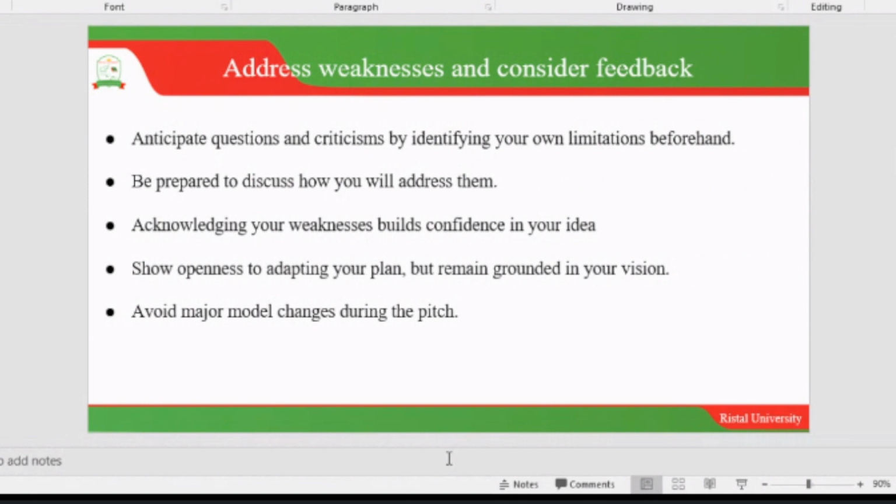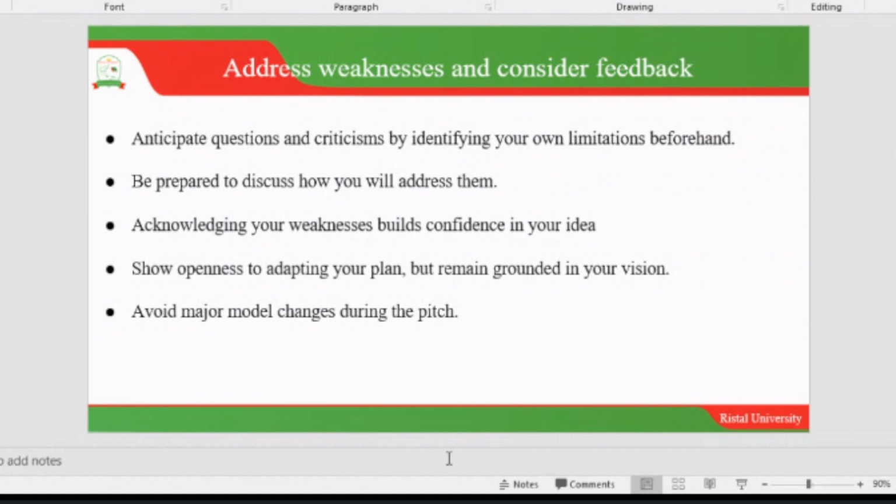People know that yes, you are sure about the weaknesses, but you are also committed to solving them. So show that openness to adapt your plan, but remain grounded in your vision. As you get feedback from the audience, you shouldn't be distorted too much from your main vision. Avoid making abrupt model changes during the pitch. Do not shift from a community pharmacy all of a sudden to a big hospital. That means that even originally you were not focused on what you wanted.